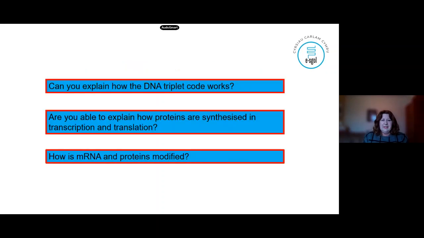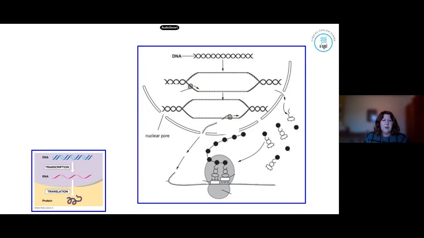So, coding for proteins. What are the sort of questions we need to be asking ourselves today? Can you explain how the DNA triplet code works? And are you able to explain how proteins are synthesized in transcription and translation? And then also how messenger RNA, when it forms, can be modified, and how the proteins that are made can be modified. So those are our three areas of work today.